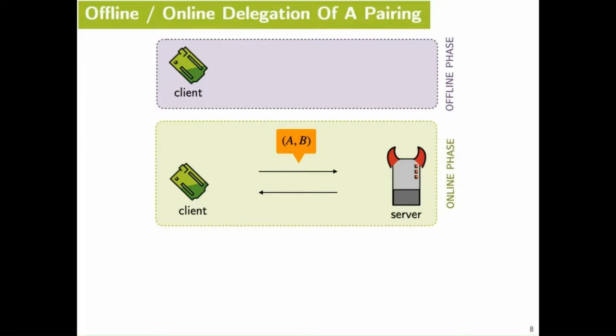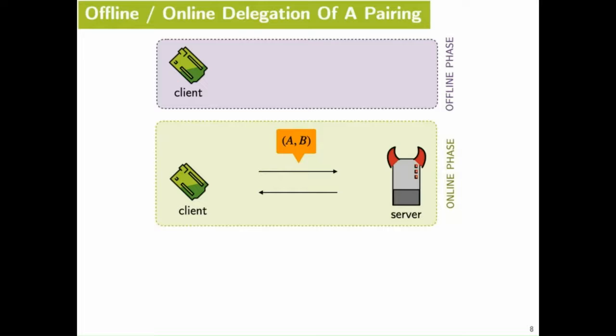Here we separate an offline phase that is run by the client. What is crucial about this phase is that it is independent from the input to the computation. The online phase instead can happen anytime after the offline phase. Intuitively, this corresponds to the moment in which the client gets to know the pairing arguments, A and B, and therefore starts the interactive protocol with the server.